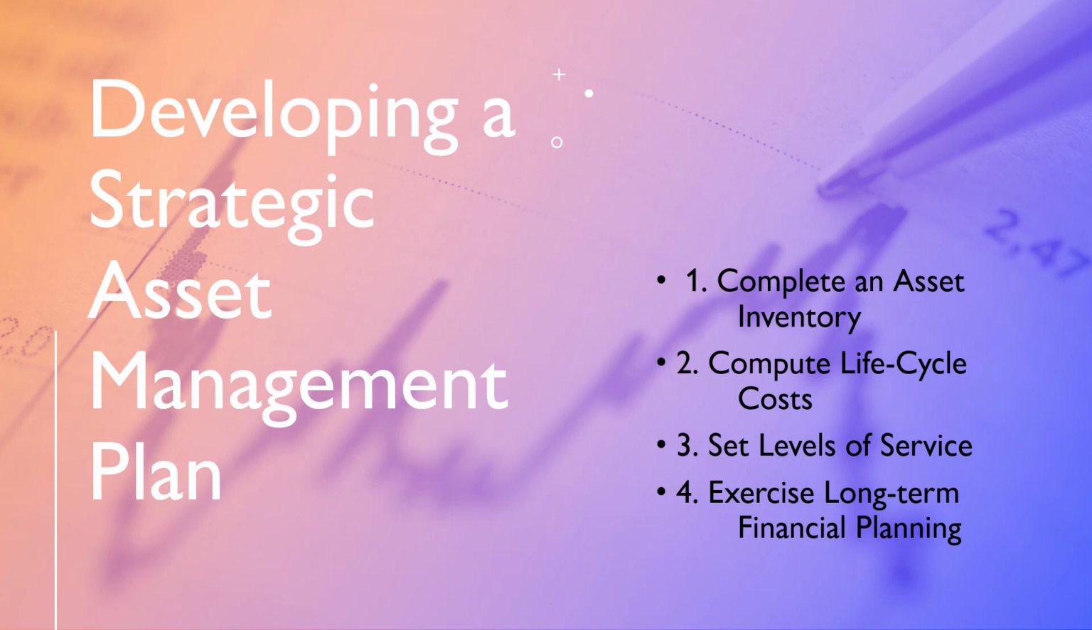Asset ownership is part of any public or private enterprise. To manage the asset effectively, an owner needs to develop a strategic plan. One is to complete an asset inventory. Before anything else, an owner needs to take count of all the assets that he owns. If he is not aware of the exact number of assets in his inventory, then he won't manage them effectively.